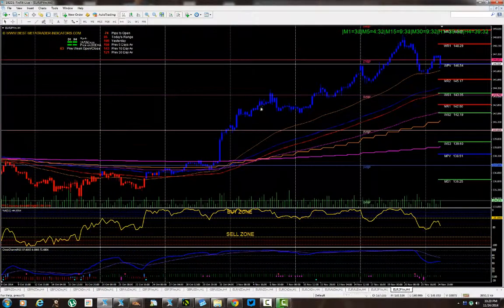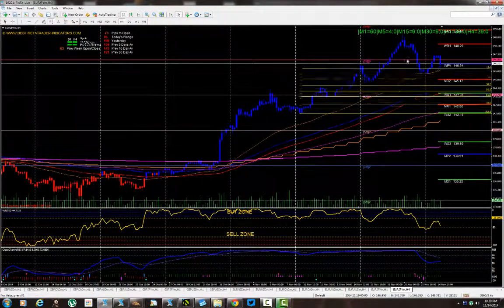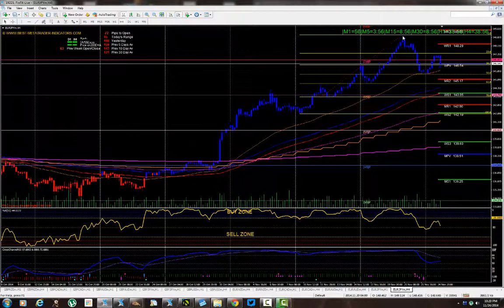All right, Euro JPY. We closed down last week. We are up above. Let's see, we're pretty well extended on this pair too. We came up to MR3. We're coming down. We're still above monthly resistance 2. Let's fib the last 2 weeks.